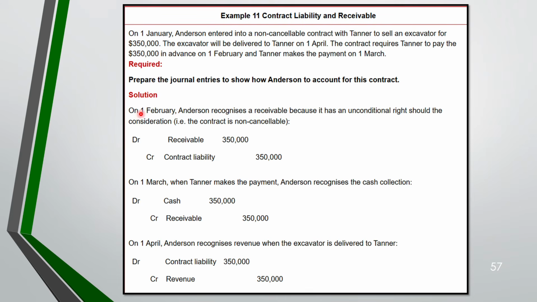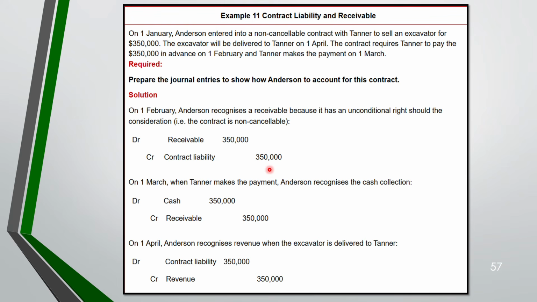So on 1st Feb, they are recognizing a receivable because it has an unconditional right to the consideration. The contract is non-cancelable, and if the customer is delaying in paying, you have to recognize a receivable. Remember the dates. There are 3 dates: 1st Feb, 1st March, and 1st April. On 1st Feb, the customer has not paid, so you will recognize a receivable of 350 and a liability. The credit side is the liability, 350,000.